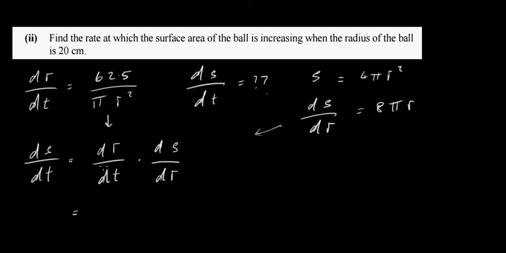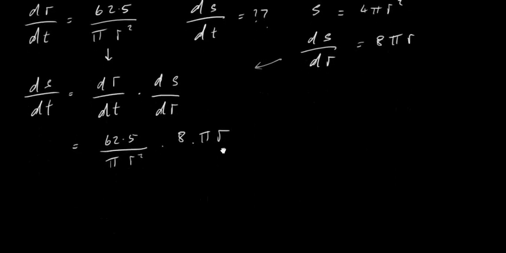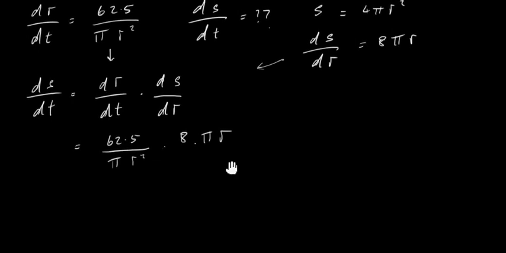dr/dt is 62.5 over pi r squared. dS/dr is 8 times pi times r. Okay, so that's fine. The pi's here will divide, so that's fine. So we end up with 62.5 times 8. So let me just work that out.